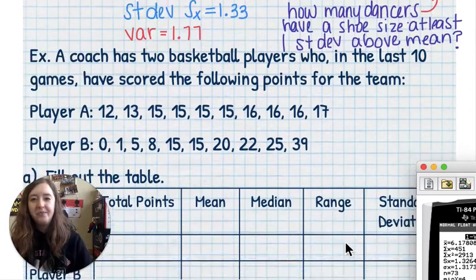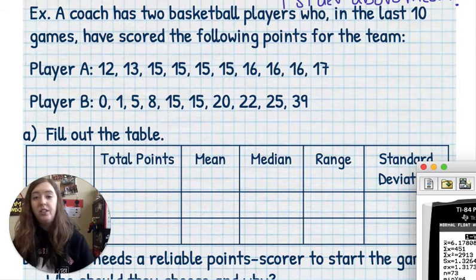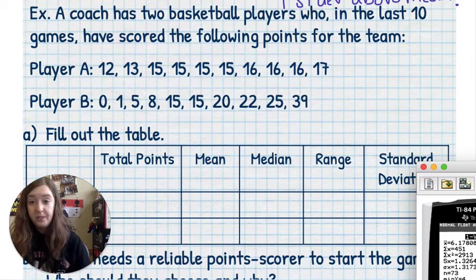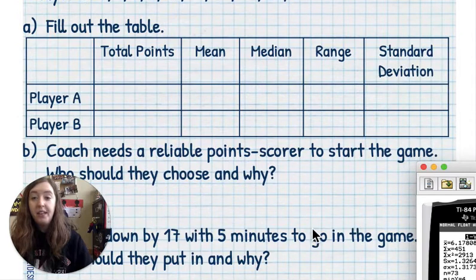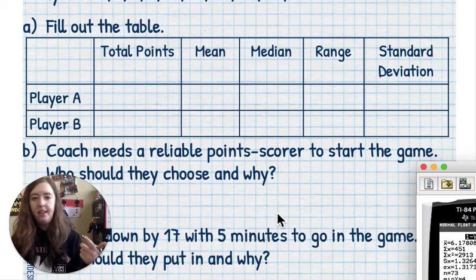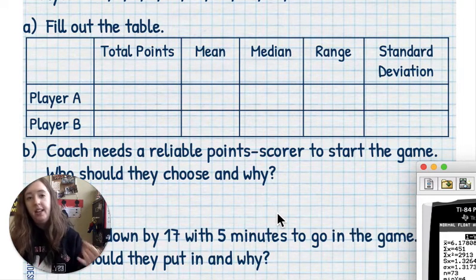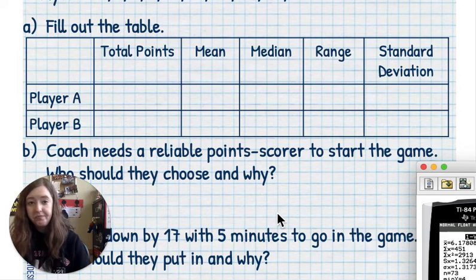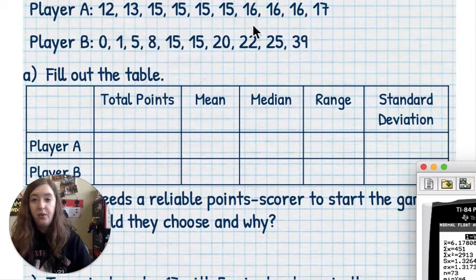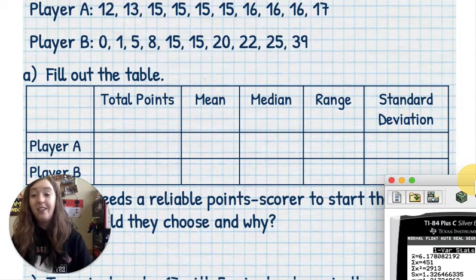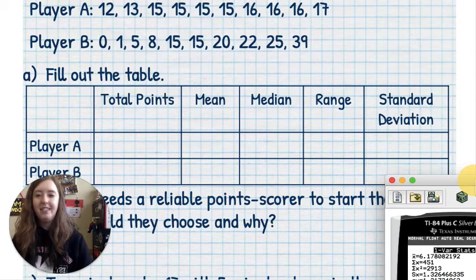All right. Now, we have a coach. They have 2 basketball players, and in the last 10 games, here are the points for each of those players. So now what they would like for us to do is, for each player, go through and do single variable stats: find out total points, mean, median, the range, and the standard deviation. So knock that out for A, and then we'll knock that out for B. We'll meet back up with our one variable stats for A here in a second.